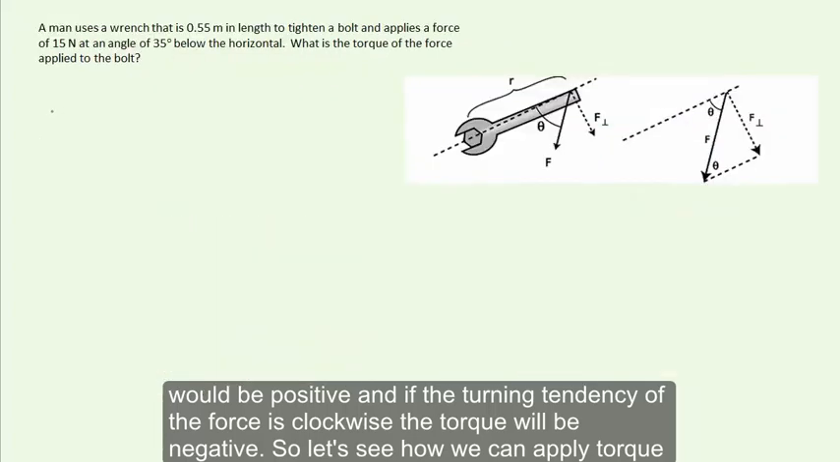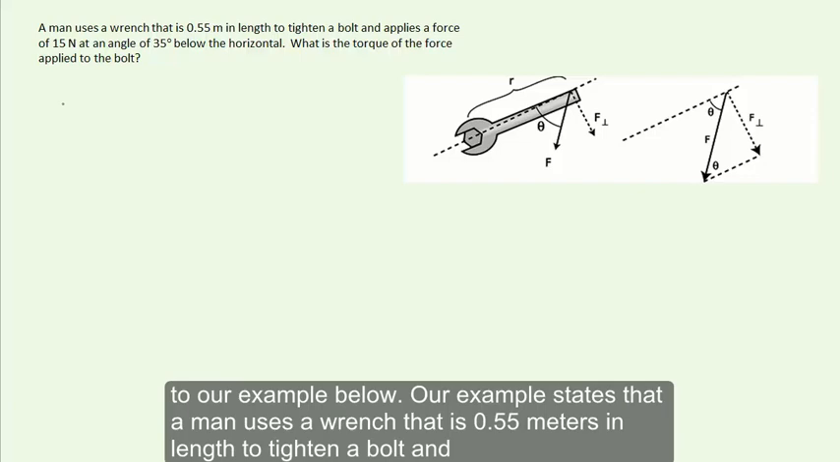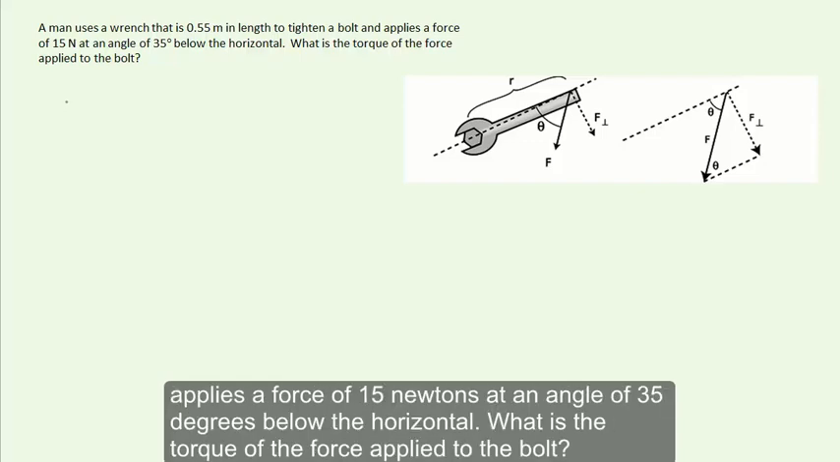So let's see how we can apply torque to our example below. Our example states that a man uses a wrench that is 0.55 meters in length to tighten a bolt and applies a force of 15 newtons at an angle of 35 degrees below the horizontal. What is the torque of the force applied to the bolt?